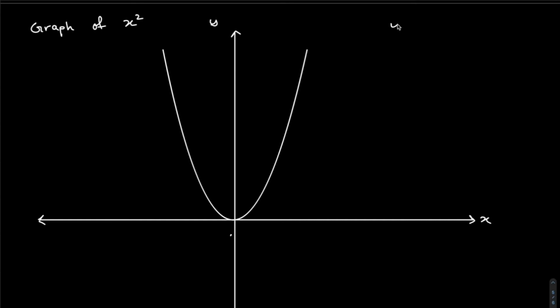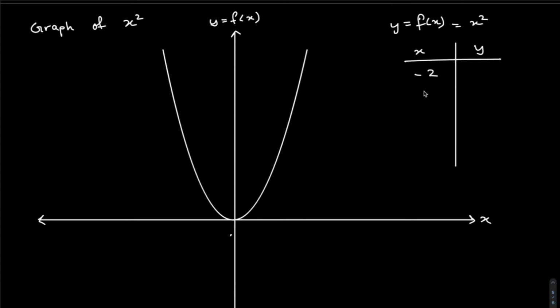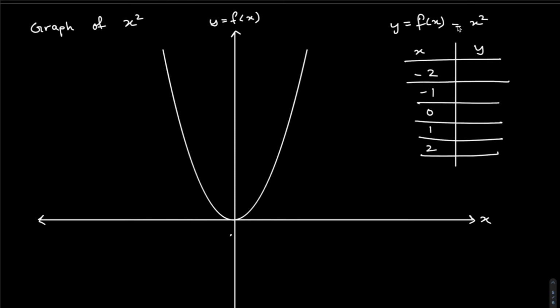So I have my equation, y is equal to f of x, which is equal to x squared, right? So now if I take different values of x and different values of y, I can plot my equation. If I take minus 2, minus 1, 0, 1, 2, I'm going to get different values, which I can correspond with this curve right here. So I'm going to have 4, 1, 0, 1, 4. If I want to plot them, I can do that as well.